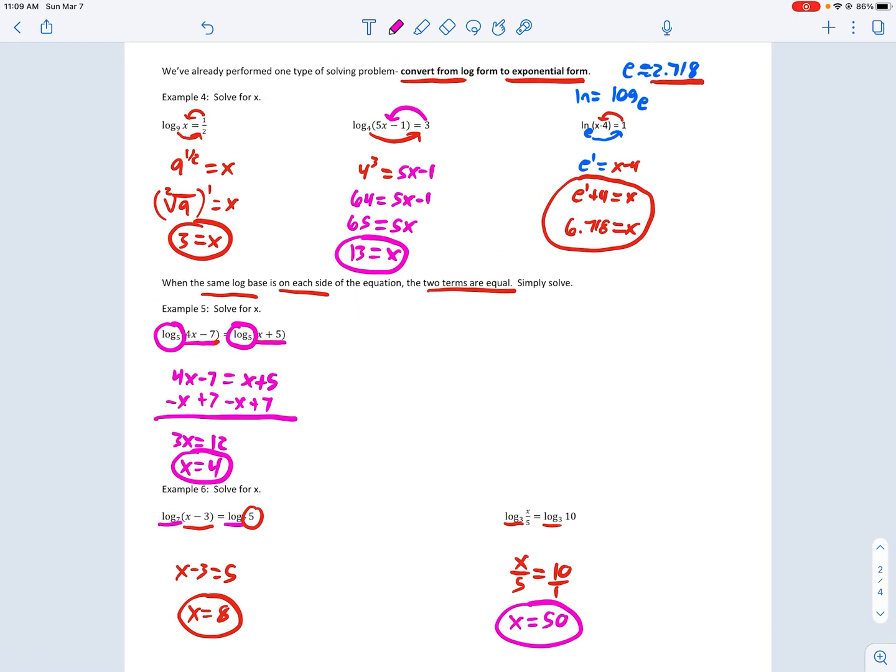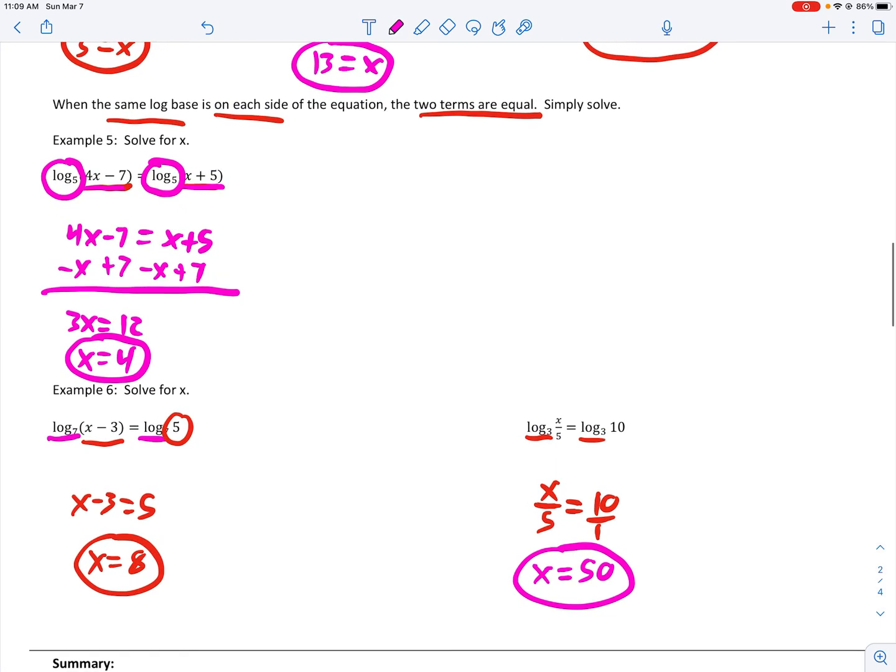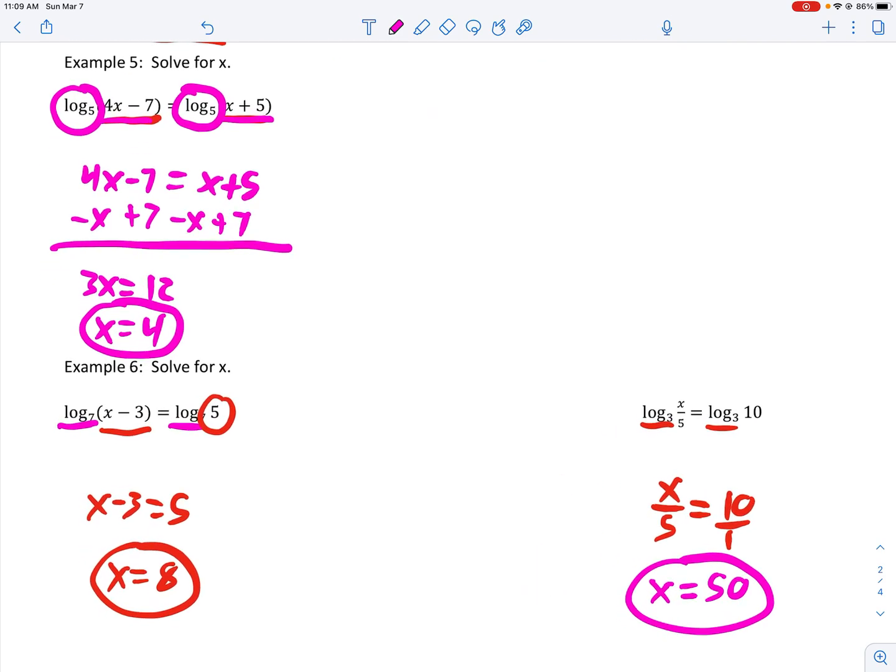So if you look at example 4, all of those were single logs. We changed it to exponential. Right? Every time you've seen a single log, we've gone to exponential every time. Now if you look at example 5 and 6, those have a log on each side. We solved those differently. And that's going to be the case. Sometimes you're going to solve by going exponential, which will be the main case that we usually do. But these two examples, you have the same log base on both sides, so we can just ignore them. That means the terms, the expressions that are there, have to be equal.